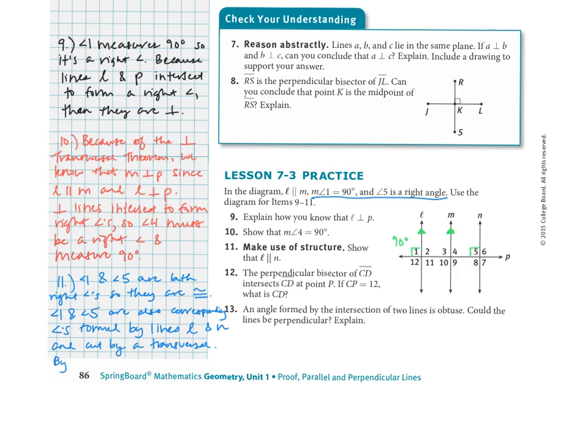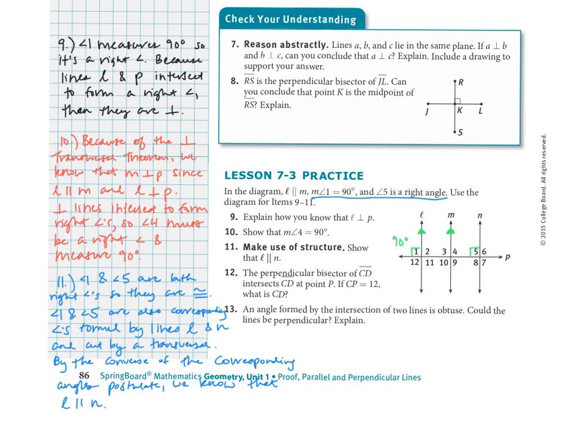So what we're going to say is, by the converse of the corresponding angles postulate, we know that L is parallel to N. Again, the purpose of going through each of these problems is for us to start that thinking process, to see what information we have and how we can prove another idea.